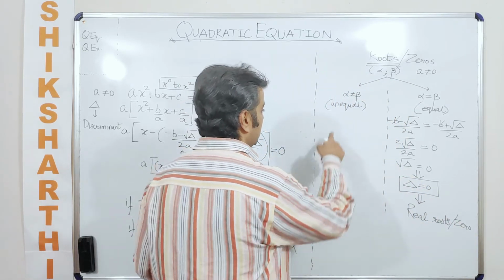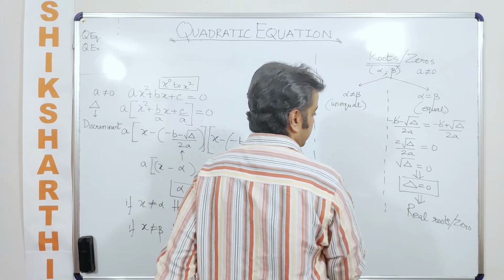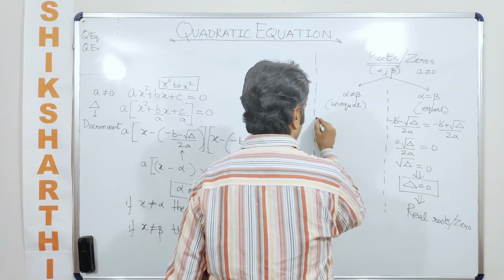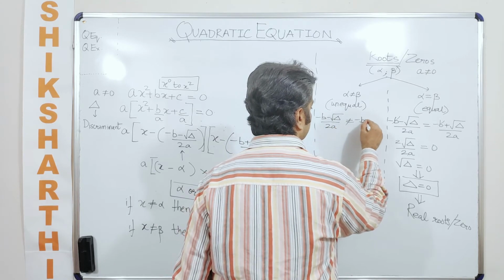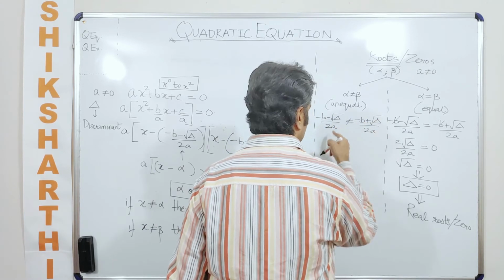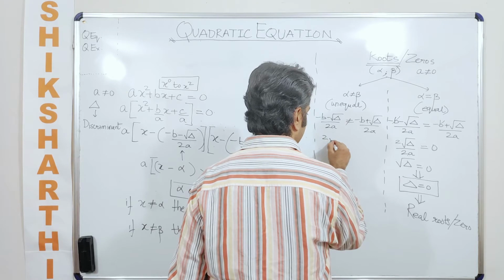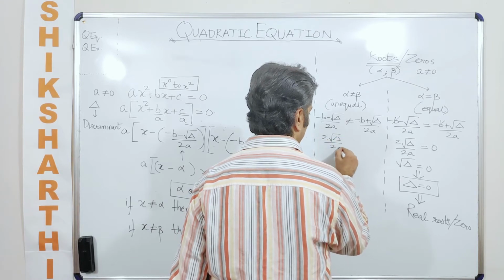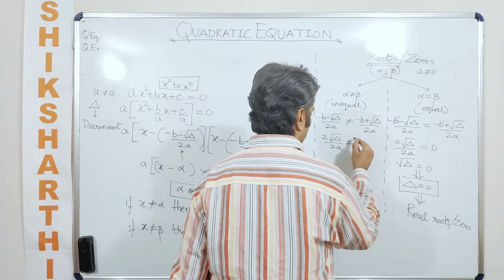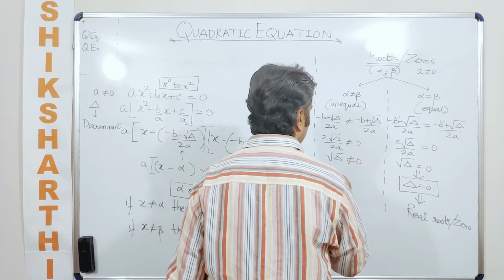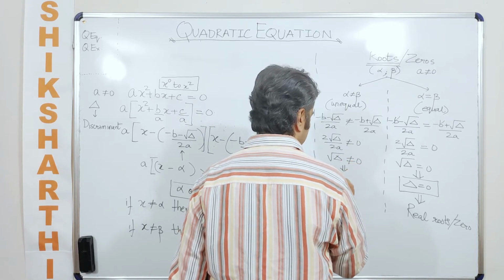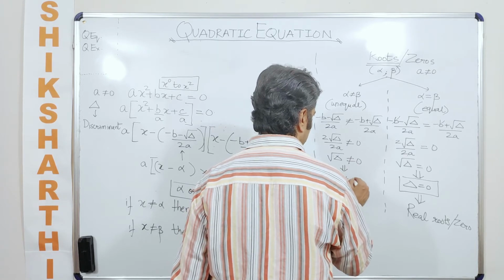Right? Okay, now let's talk about the unequal part of it. So we will do the same. We will say twice of root of delta upon 2a should not be equal to 0, and eventually you would say that root of delta should not be equal to 0, which finally leads you to saying that delta should not be equal to 0.